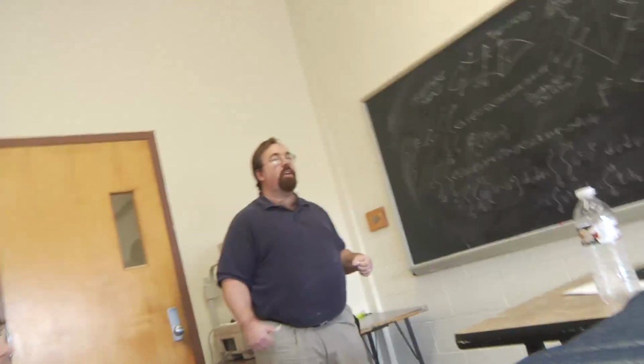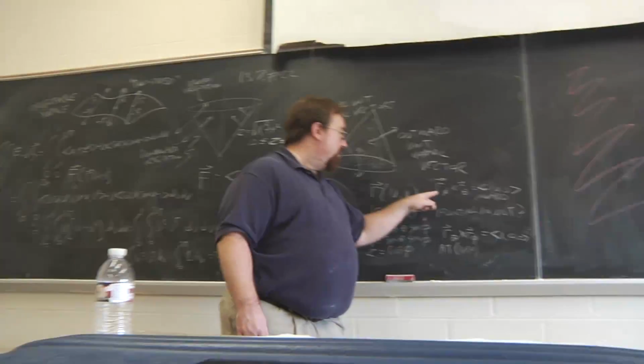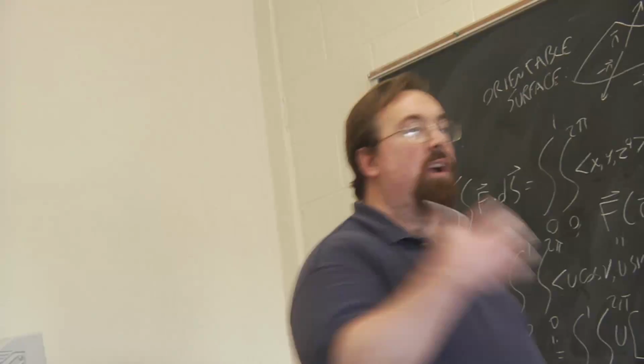If you want to work with the inward orientation, you would just consistently use r phi cross r theta, and anywhere on the sphere, it'll give you the inward unit normal.